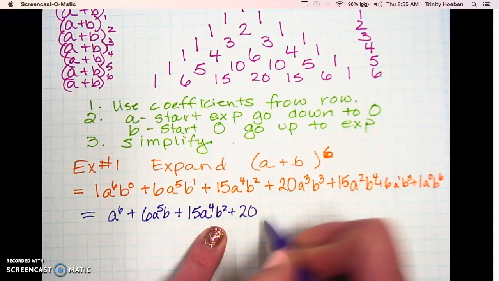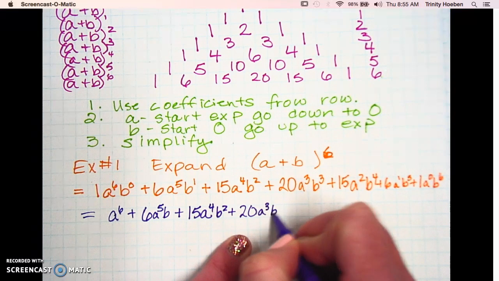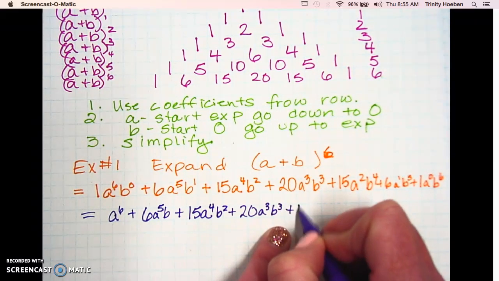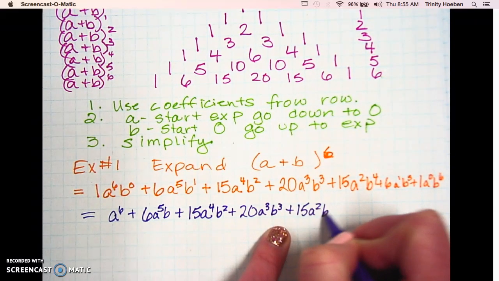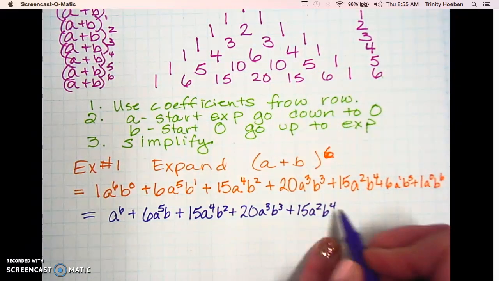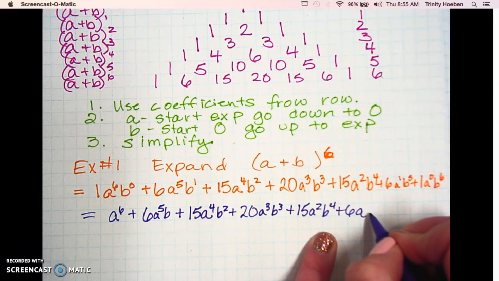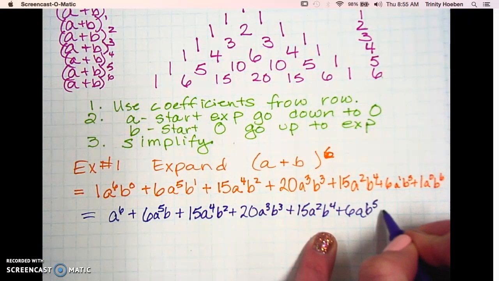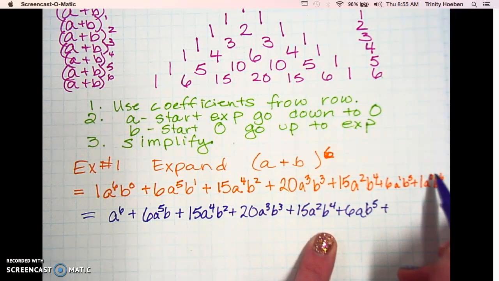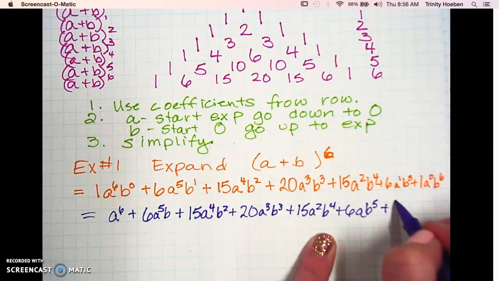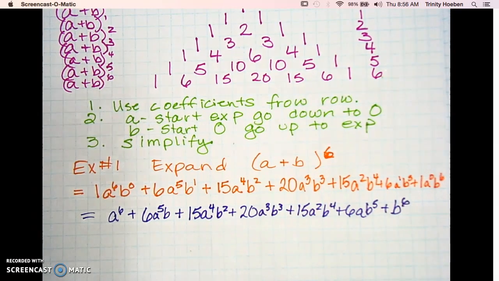Plus nothing to simplify here, 20A to the 3rd, B to the 3rd. Plus 15A squared, B to the 4th, nothing to simplify. Plus 6, we don't have to write the first power, you can if you want, B to the 5th. And the last term, A to the 0 is 1, 1 times 1 is 1, and B to the 6th. All right?